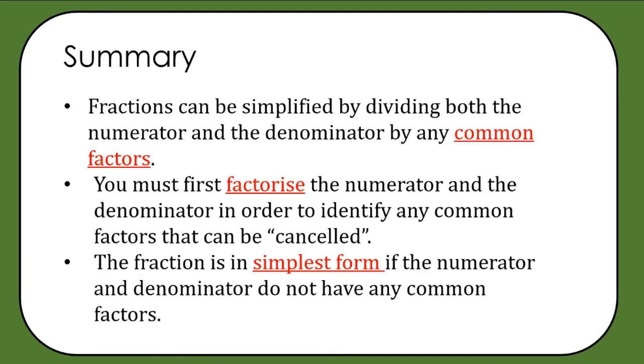Okay, so in summary, fractions can be simplified by dividing both the numerator and denominator by any common factors. So when we're dealing with algebraic fractions, we must first factorise the numerator and denominator in order to identify those common factors. And the fraction is in simplest form if the numerator and denominator do not have any further common factors. So the key thing in simplifying algebraic fractions is about factorising everything before you go cancelling anything down, in order to make sure that what you're actually doing is dividing top and bottom by the same thing rather than subtracting the same thing from top and bottom.